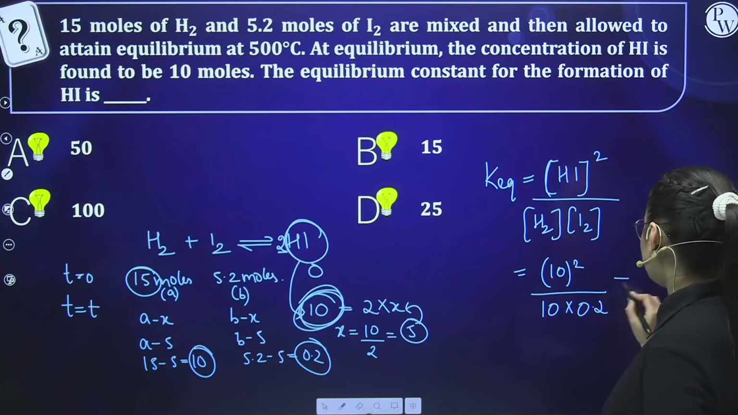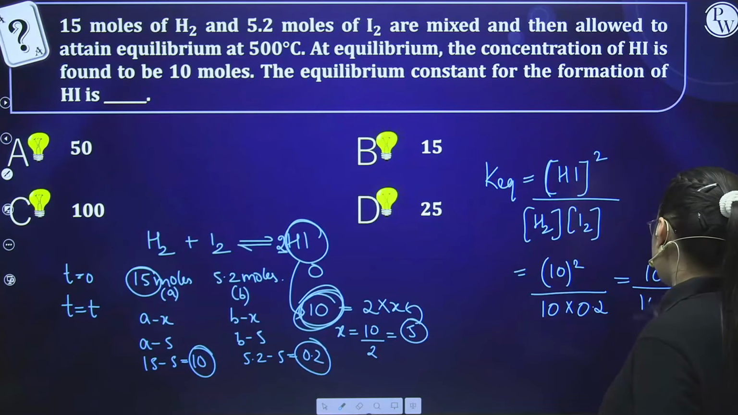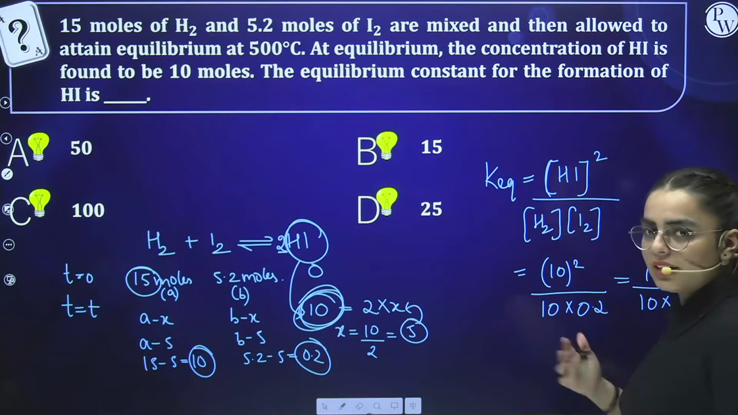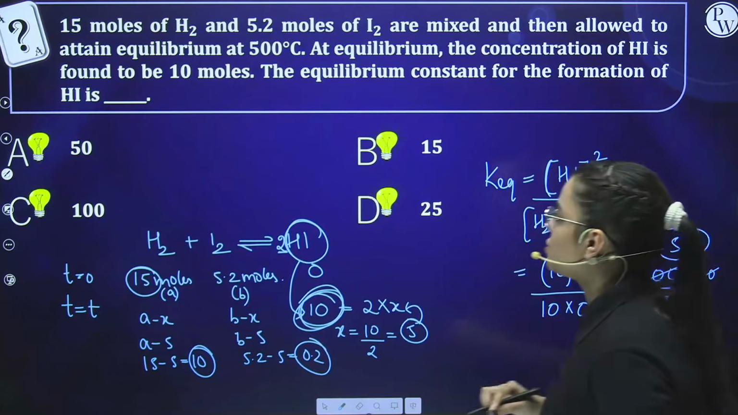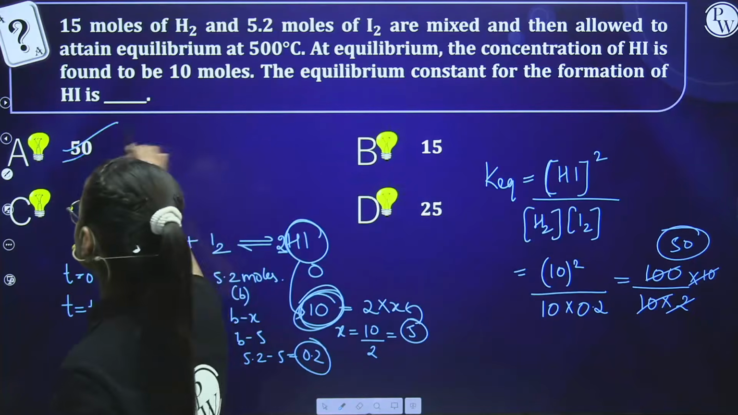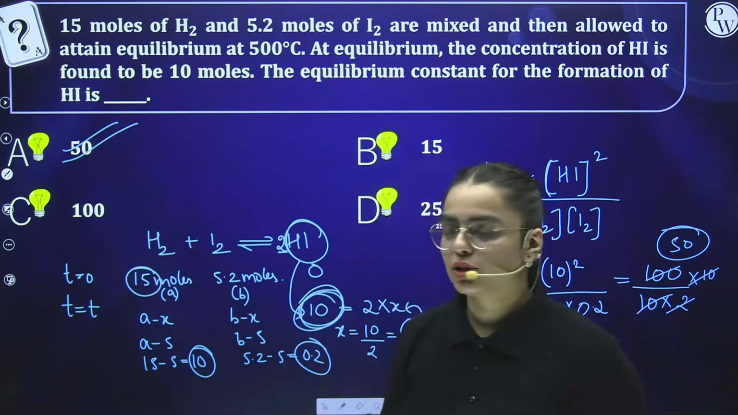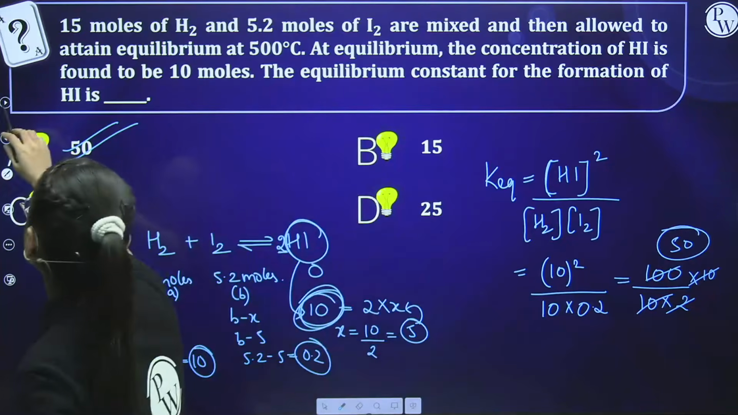Right, now if I solve this, it is 100 divided by 10 and 0.2 can be written as, the point will go in front and 10 will go above. So it comes out to be 50. Answer comes out to be option number A, which is 50. I hope it is clear to you. Such kinds of questions come in your examination.